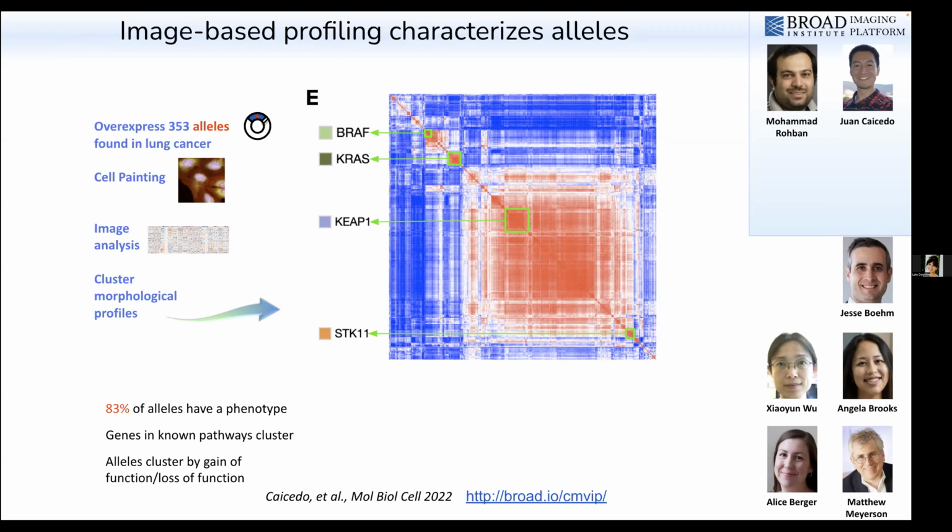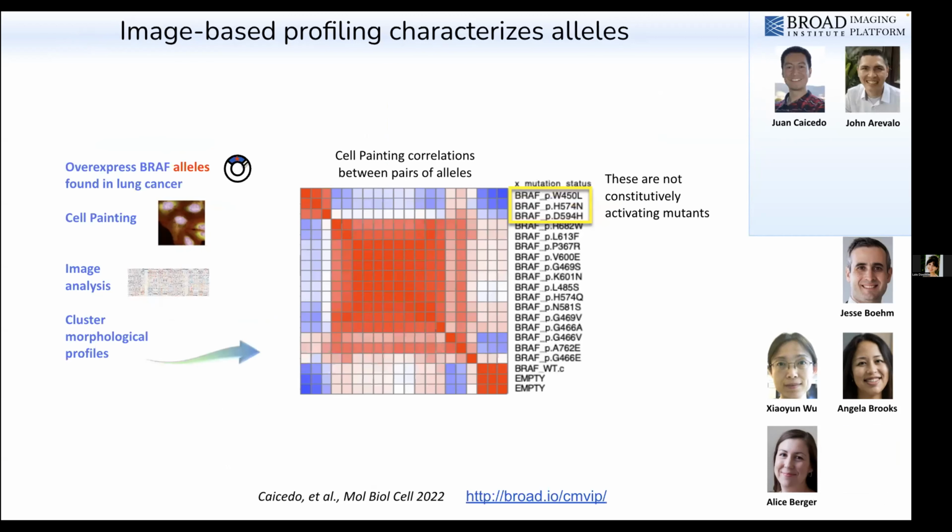The grouping of genes here broadly fits known biology, but more interestingly, when you zoom into a given gene, for example, BRAF, we see that the similarities in the cell painting morphology data mirror what is known about the activity of various alleles. We overexpress the wild type here, and we overexpress each mutant. We see which ones yield similar morphological profiles.